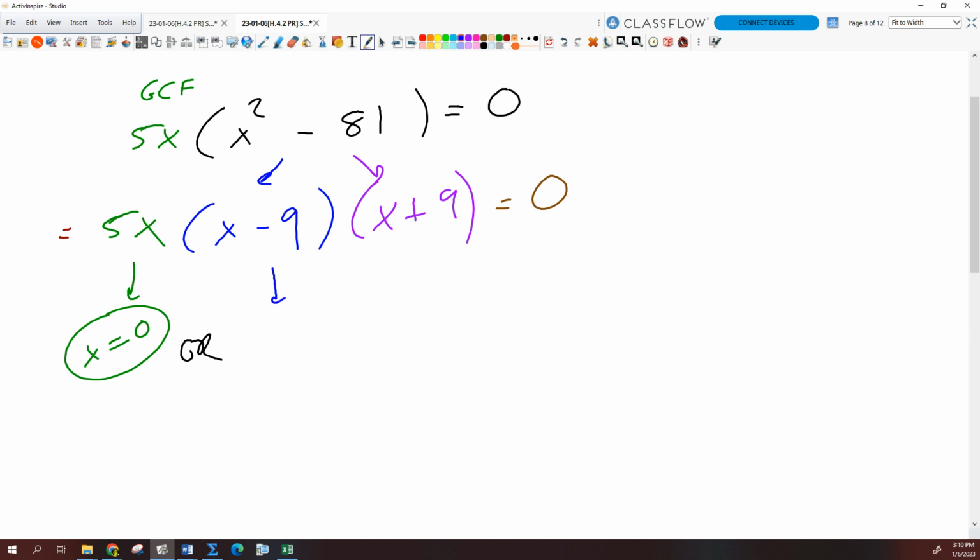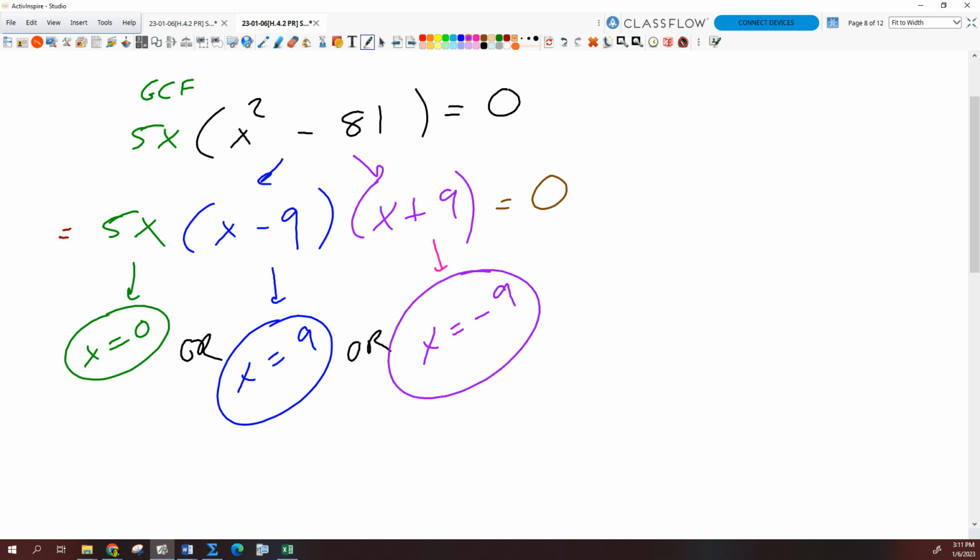What's the solution to the blue factor? 9. Or x equals 9. Or, there we go, right? Okay, making sense? Okay. Don't make the mistake, there's a common mistake. Don't make the mistake when you factor of assuming that the magic numbers are the solutions. They're not, right? The magic numbers are not the solutions. You get the solutions when you set the factors equal to 0.